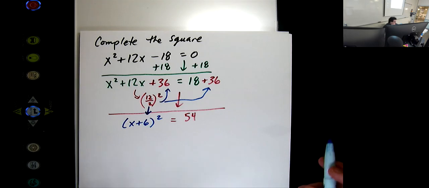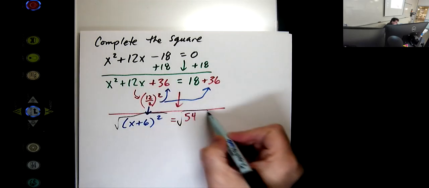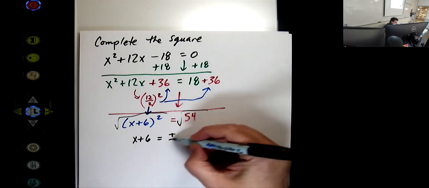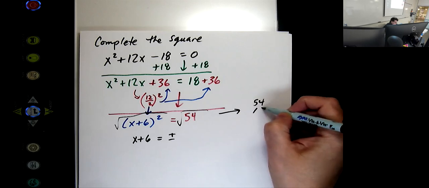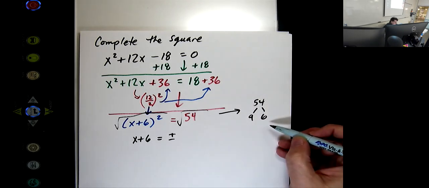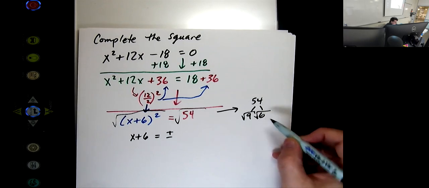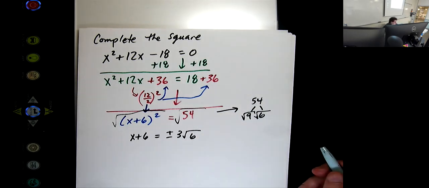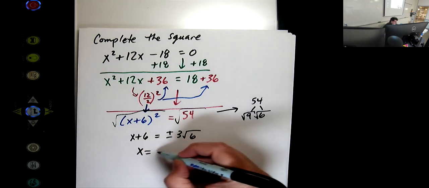And now it's like the last problem that we did. We can take the square root of both sides. This is x plus 6 equals plus or minus the square root of 54. Let's see, 54 is 9 times 6. So it's the square root of 9 times the square root of 6. I could call that 3 root 6. And now we just finish it off by subtracting the 6 over.